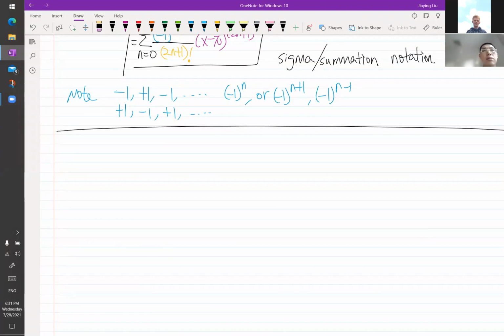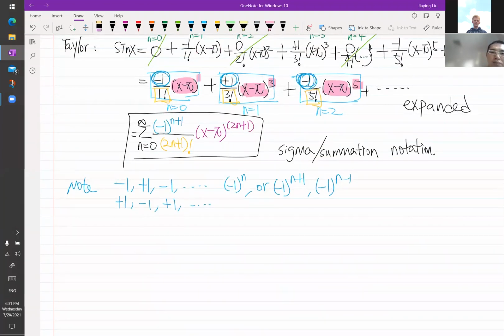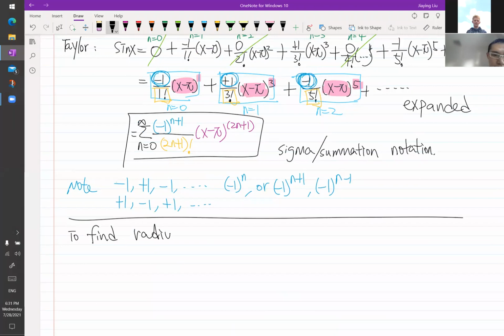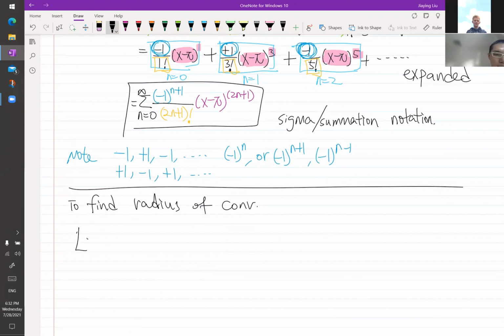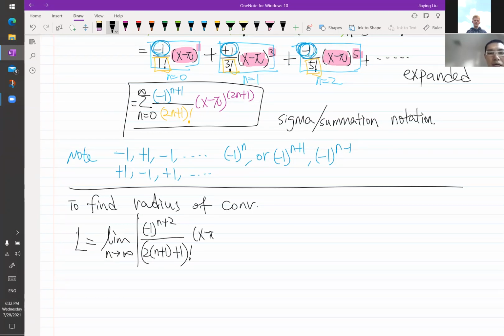How would you find the radius of convergence? Oh yeah, I forgot about that. To find the radius of convergence, we're going to use the ratio test. So we're going to set L equals the limit as n goes to infinity of the absolute value of a sub n plus 1, so that'll be (-1) to the n plus 2, divided by 2 times (n plus 1) plus 1, factorial, and (x minus pi) to the 2(n plus 1) plus 1.